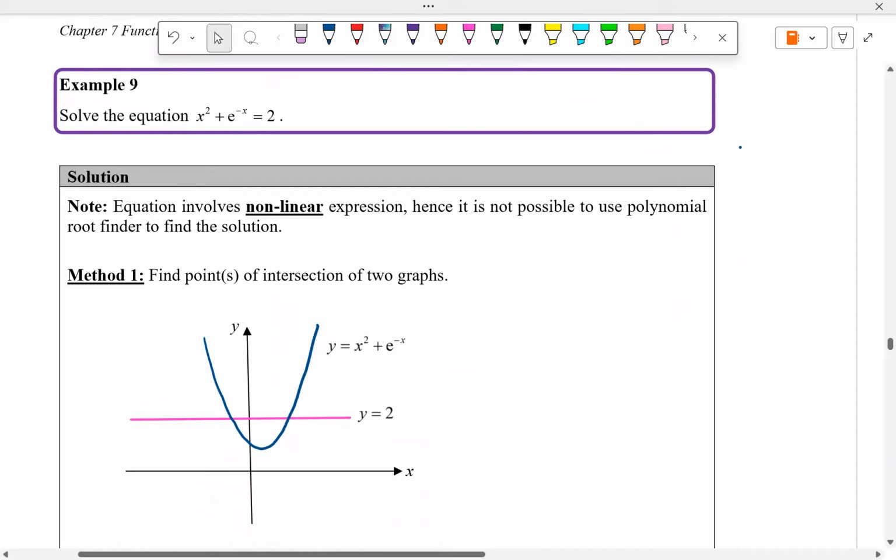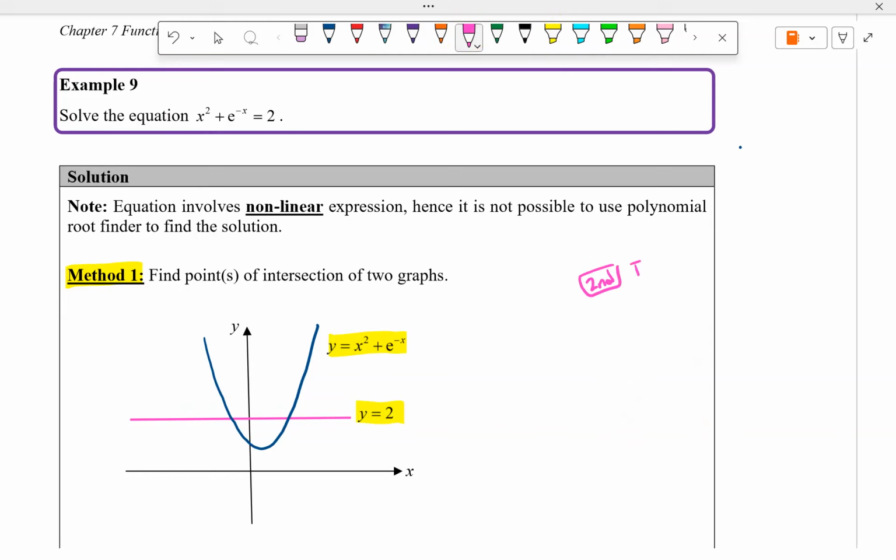Okay, so over here, example 9, solve the equation x squared plus e to the power of negative x equals 2. Let's try method 1 by finding the point of intersections between the two graphs. So go to your GC, key in y1 to be x squared plus e to the power of negative x, and then y2 to be y equals 2. Then remember, press the second trace button and look for number 5, intersect.